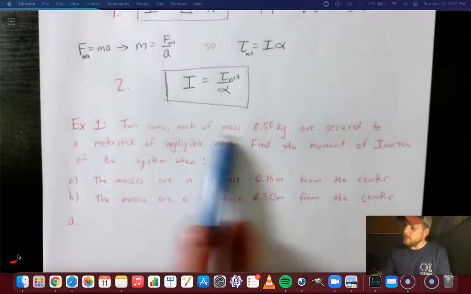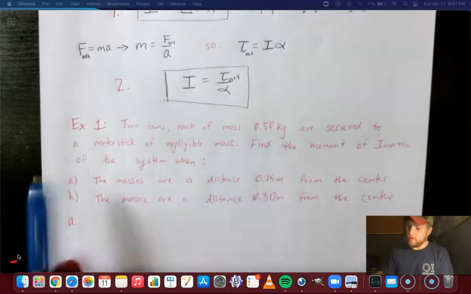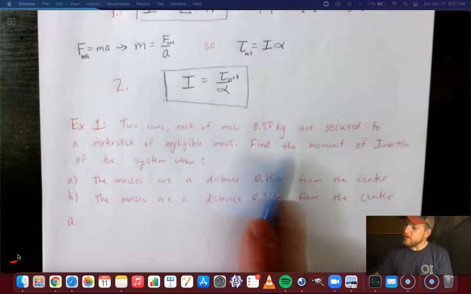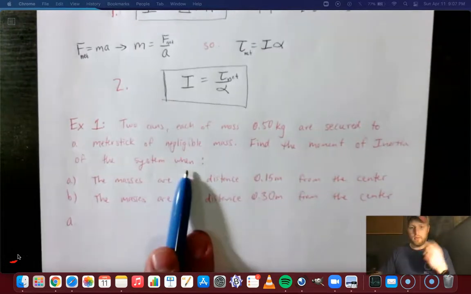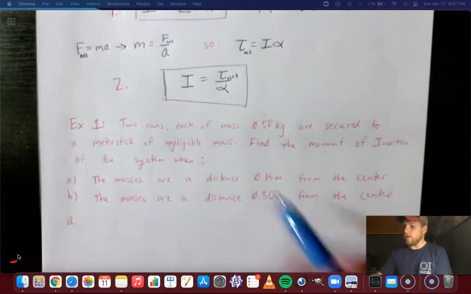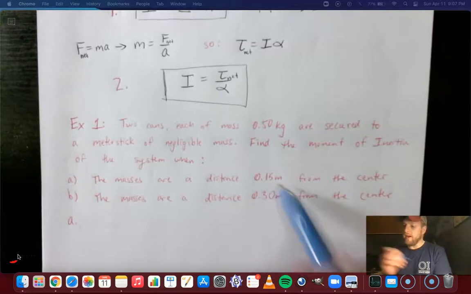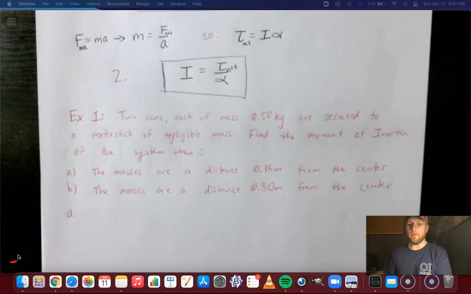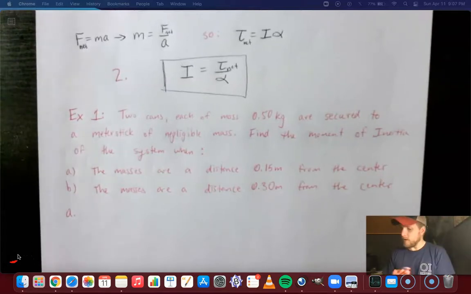So the 2 cans, each of mass 1/2 kilogram, are secured to a meter stick. Let's just say the meter stick is negligible for right now in terms of mass. We're going to find the moment of inertia of the system in 2 different situations. The first, where I had taped it 0.15 meters from the center, and then the second, where I doubled that distance to 0.30, 30 centimeters away from the center.